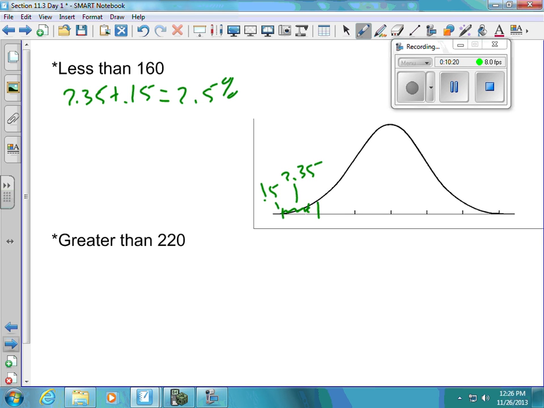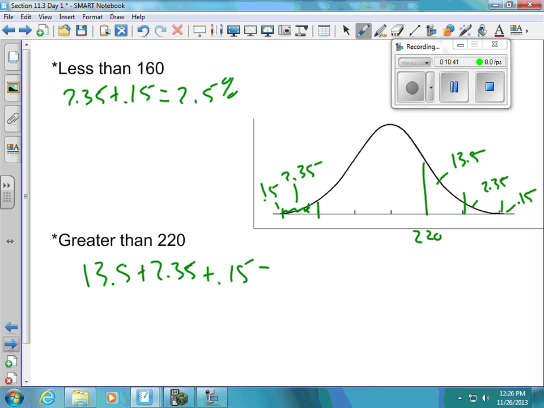So 2.35 plus 0.15 is 2.5%. Greater than 220, well, 220, remember 220 was right here. So that's going to be all of these intervals in here, 13.5, 2.35, and 0.15. So we add those up. 13.5 plus 2.35 plus 0.15 will give us 16%. Okay?